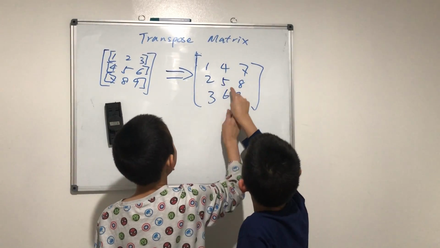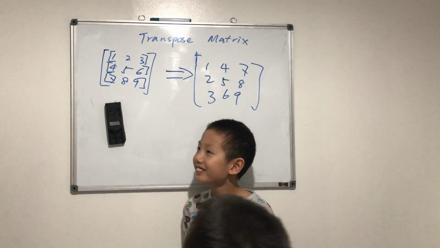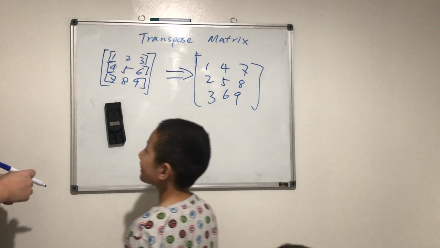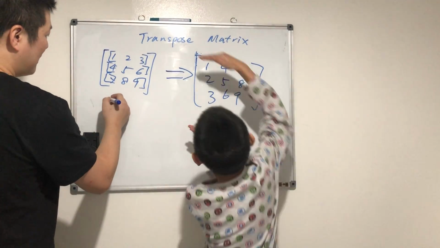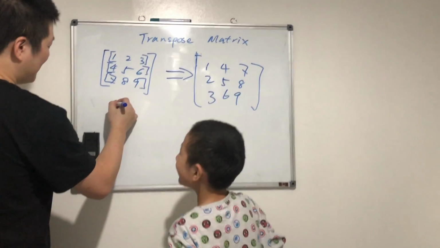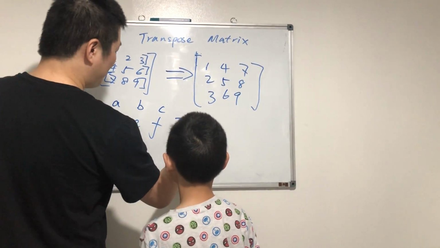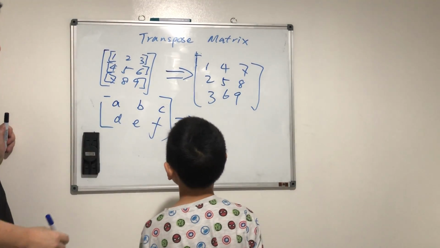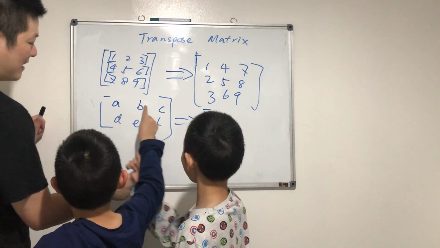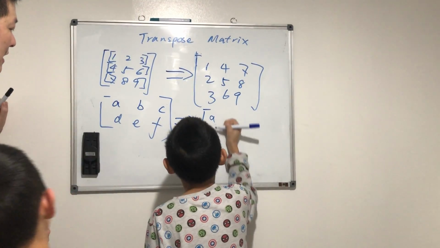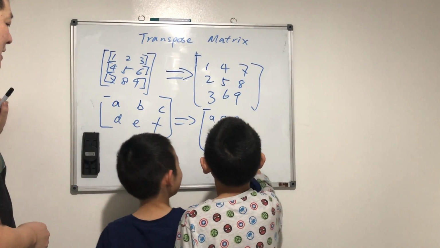1, 2, 3, 4, 5, 6, 7, 8, 9. So you basically go down. For this one it's left, but how about this? You go this way. How about this? That way. Like A, B, C, D, E, F, and then transpose becomes what?